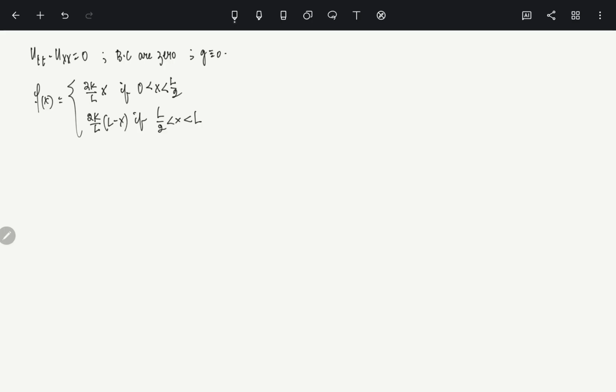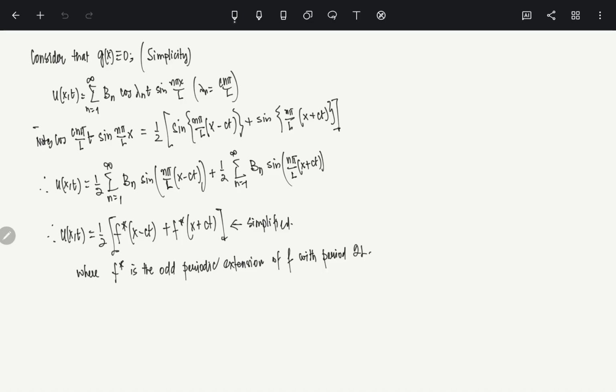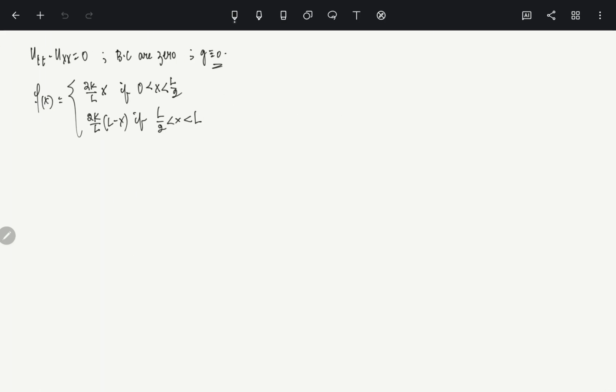If G is identically equal to 0, then B n star is 0. Since G is identically 0, B n star is going to be 0, so it will look like this. Now if you put all of this together, I will just write down the answer. I just want you to check this part.